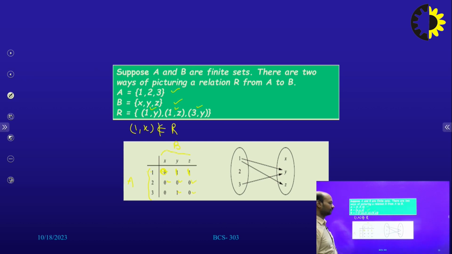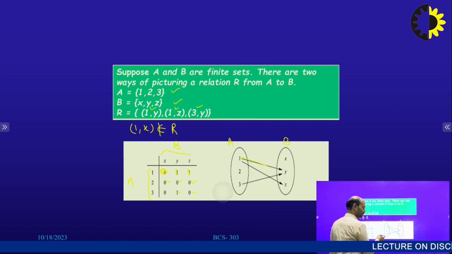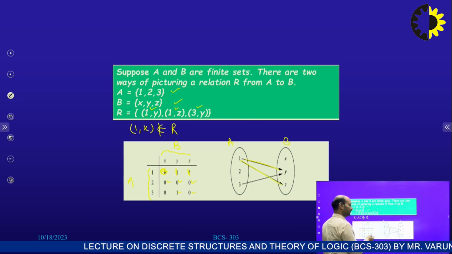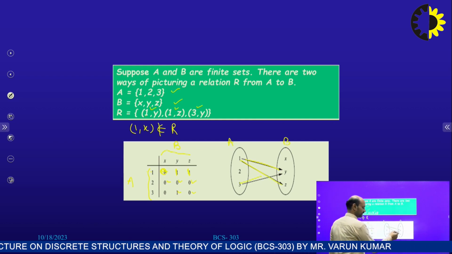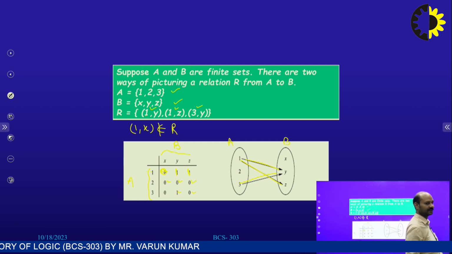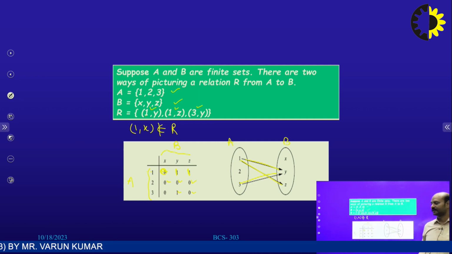We can also draw this as set A and set B, and draw a mapping. The first ordered pair is 1 to y, so we draw a directed edge from 1 to y, and another is 1 to z, then 3 to y. This is the particular mapping between the elements of A and B.